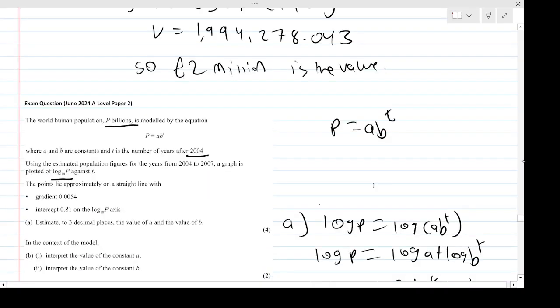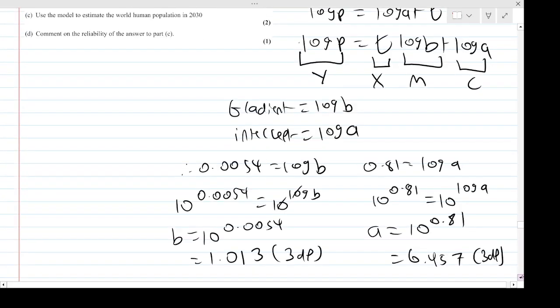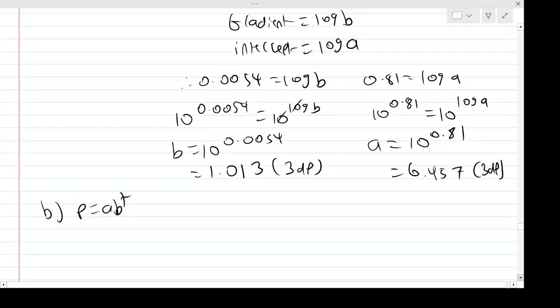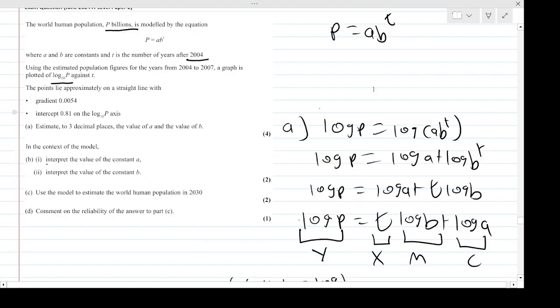Cool. Then it says, in the context of the model, interpret the values of A and B. Okay, very standard question again. So if I restate my model now, P is AB to the T, but we know what B and A are. So then P is 6.457 times 1.013 to the T. And so again, firstly, interpret what A means. So again, what is going on? It's talking about population in billions since 2004, right? So the world population.